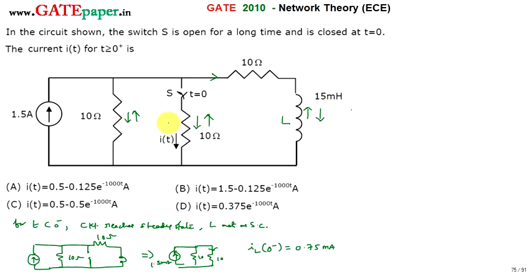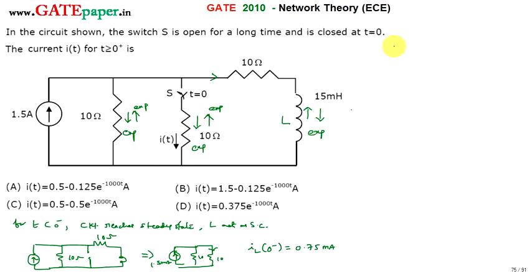Since the resistor is a linear element, if the inductor follows exponential behavior, that is, if the inductor current increases exponentially, then I of t, the current flowing through this resistor, decreases exponentially. If the inductor current decreases exponentially, this current increases exponentially. So now I of t is going to be an exponentially varying current.